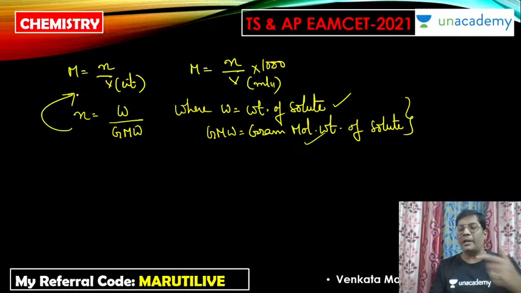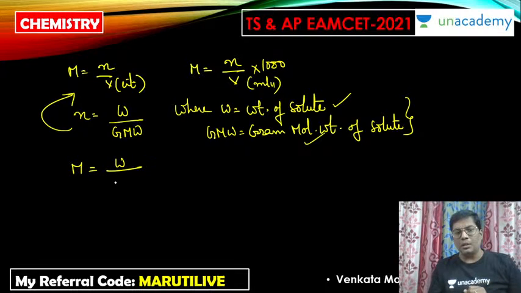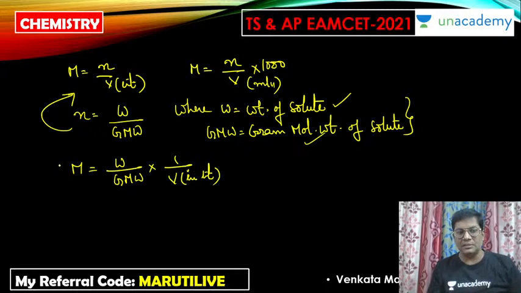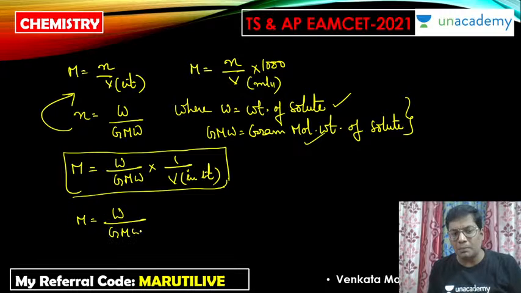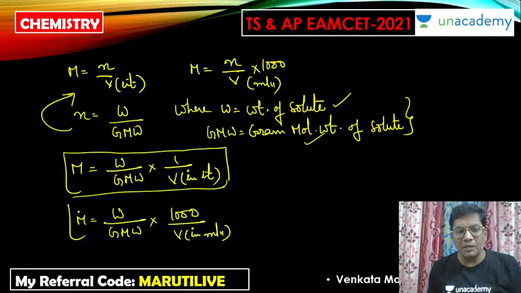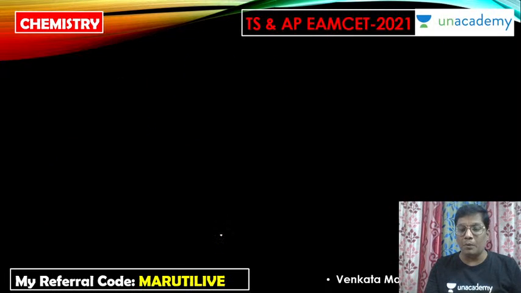Just substitute this formula into the above one. Then you will get M is equal to W by GMW into 1 by V, where V is in liters. This is one of the important formulas you get once you substitute this N value into M. Or otherwise you can write M is equal to W by GMW into 1000 by V, where V is in milliliters. If you have the volume in milliliters, use this formula, and if the volume is in liters, use the other formula. So these two formulas are very important for calculating the molarity of a given solution.